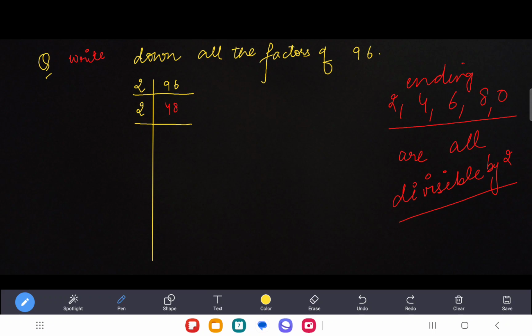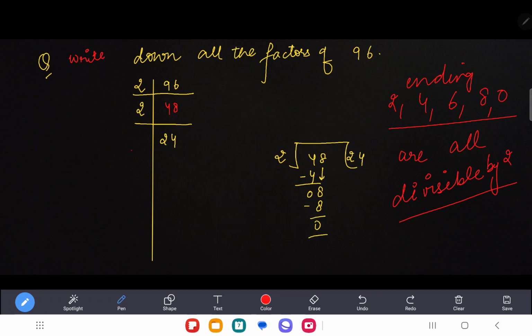Okay. 2 times what should give me 48? So divide again. 2 times 2, 4. Minus, you get 0. Bring down 8. 2 times 4, you get 8. Subtract, you get 0 again. 4. 24.